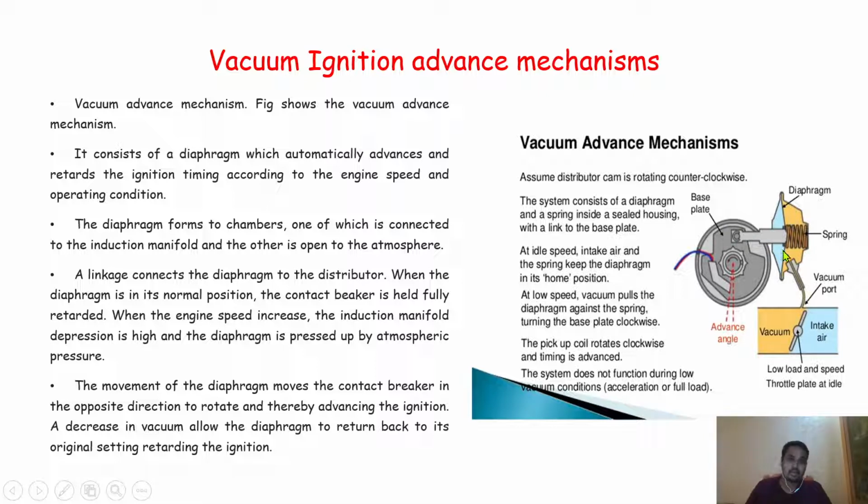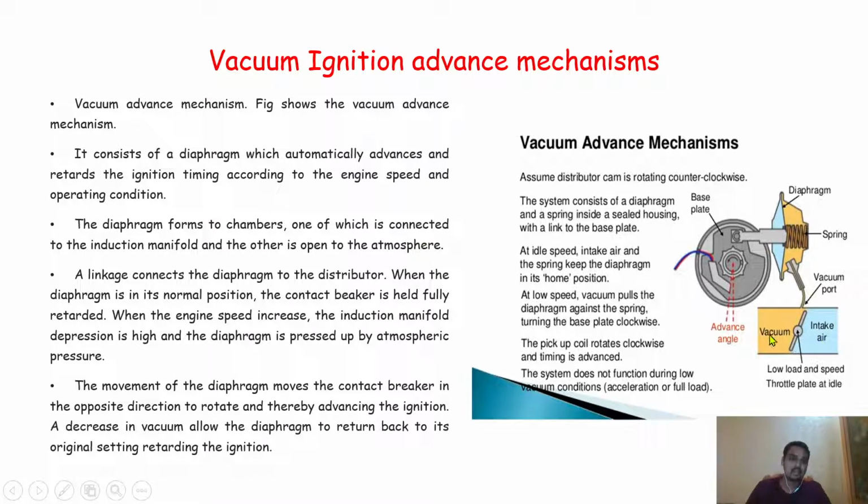Okay, so such kind of things will happen in vacuum advance mechanisms, which will work totally on vacuum creation. So again, the vacuum advance mechanism, as shown in the figure, consists of a diaphragm which automatically advances and retards the ignition timing according to the engine speed and the operating condition. That is very important. So the diaphragm forms two chambers, one of which is connected to the induction manifold and the other is open to the atmosphere.